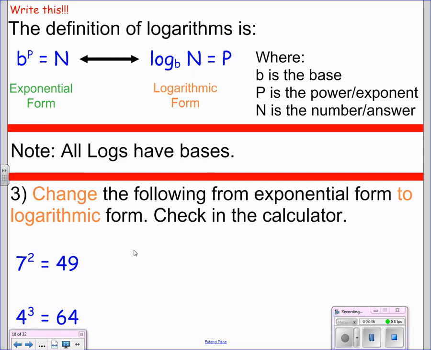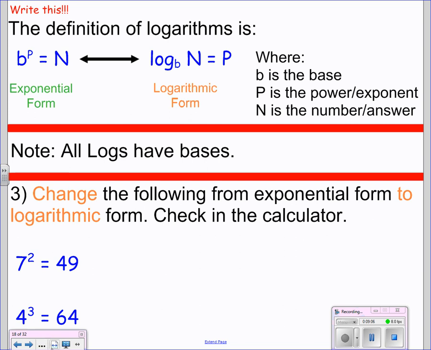And all logs have a base. If a base is not written, it is understood to be 10. I know usually things that aren't written are understood to be 1, but not with logarithms, okay? So every log has to have a base, and if it's not written, you're telling me that the base is 10.